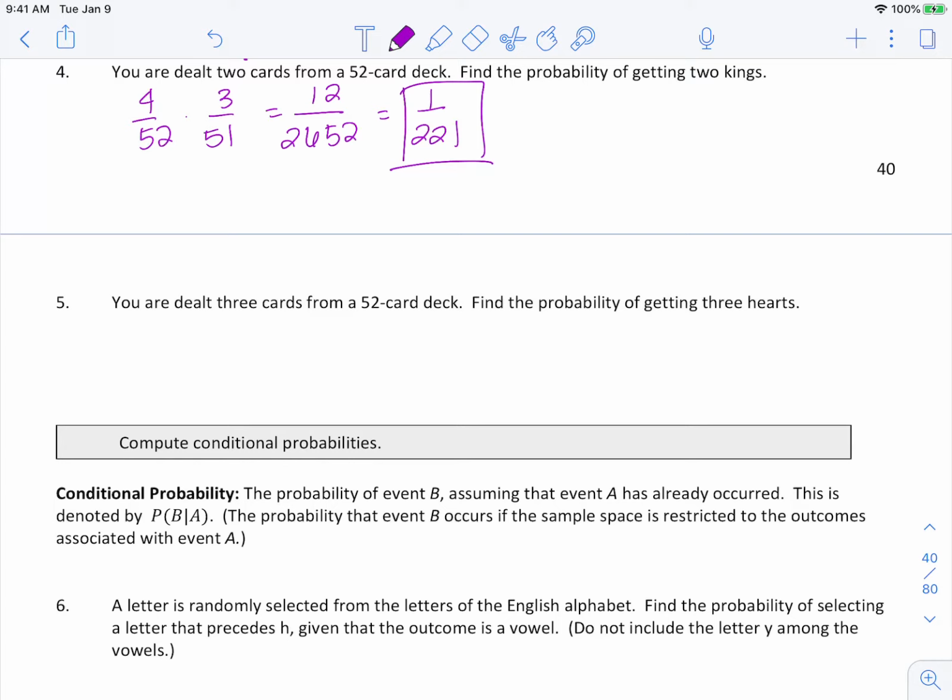Okay, so there are 4 suits. Hearts is one of them. So 13 of the 52 cards are hearts. So this is 13 out of 52. Once we take away 1, then we have 12 out of 51. Take away another, 11 out of 50. So this is going to give us 1,716 divided by 132,600, which is going to reduce to 11 over 850.